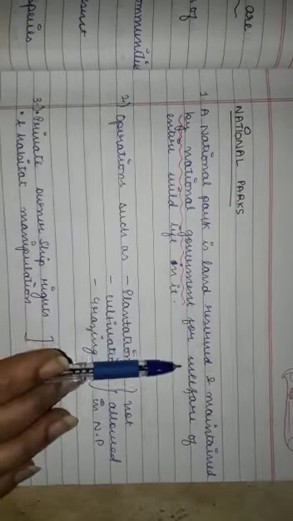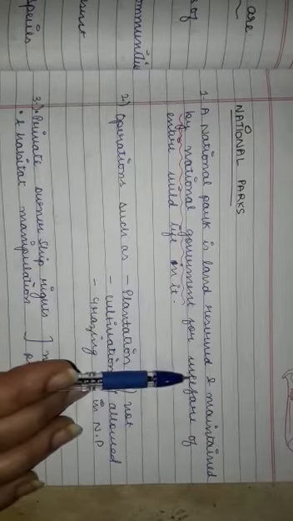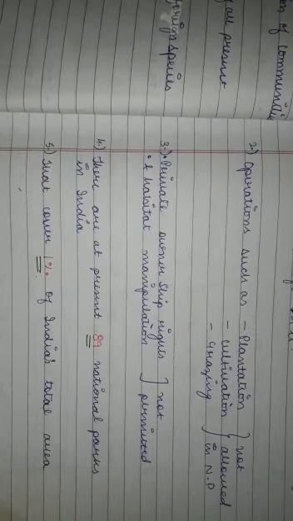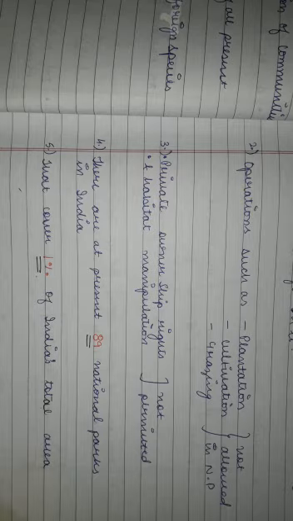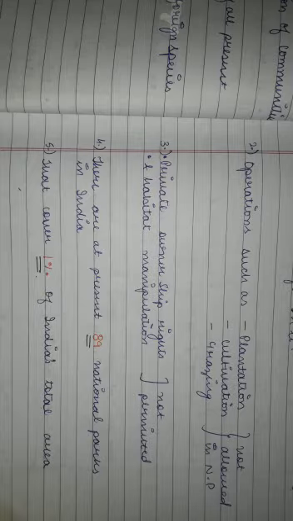Next come the national parks. A national park is a land which is reserved and maintained by the national government for the welfare of the entire wildlife in it. Operations such as plantation, cultivation and grazing are not allowed in the national parks. Private ownership rights and habitat manipulation are also not permitted. There are at present 89 national parks in India, which cover 1% of India's total area.